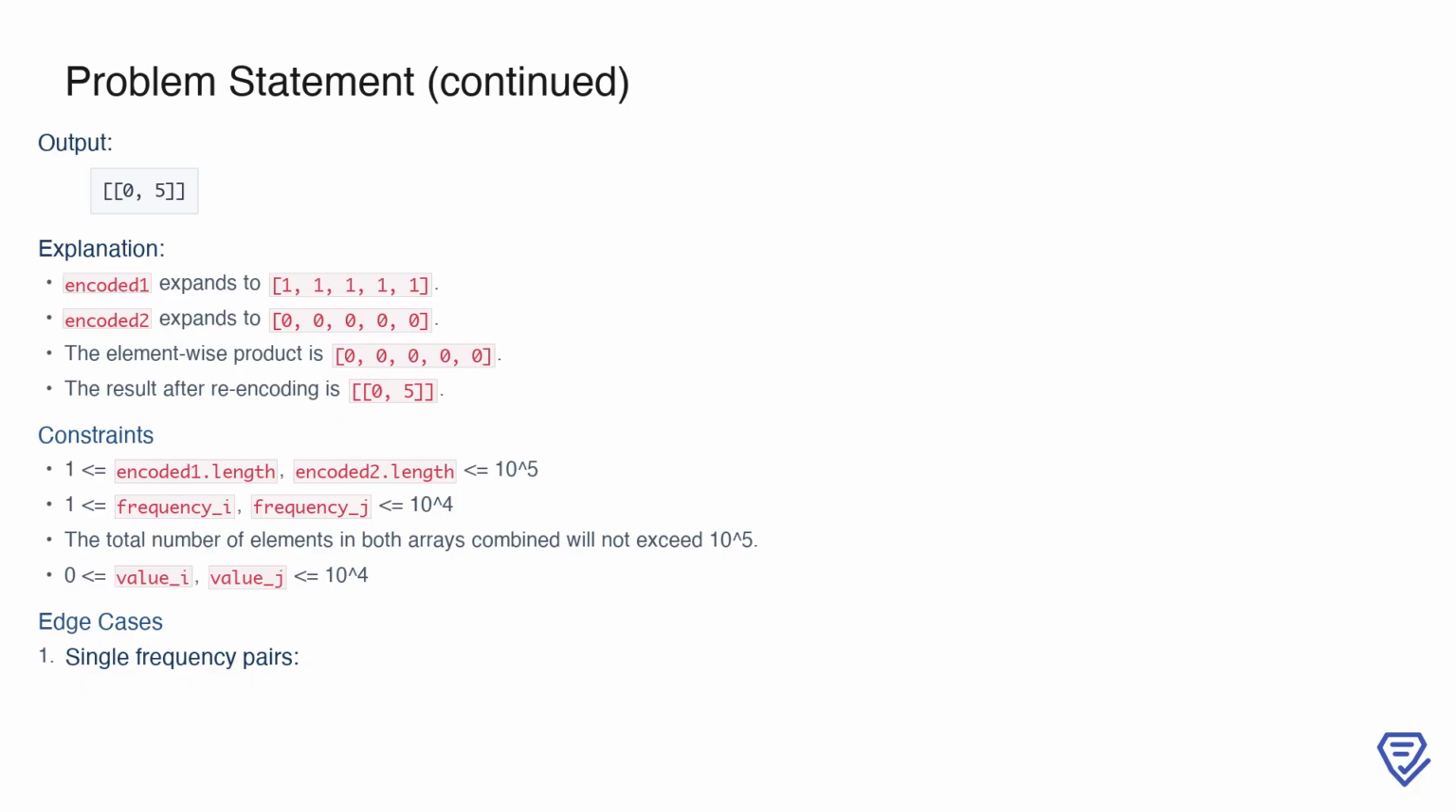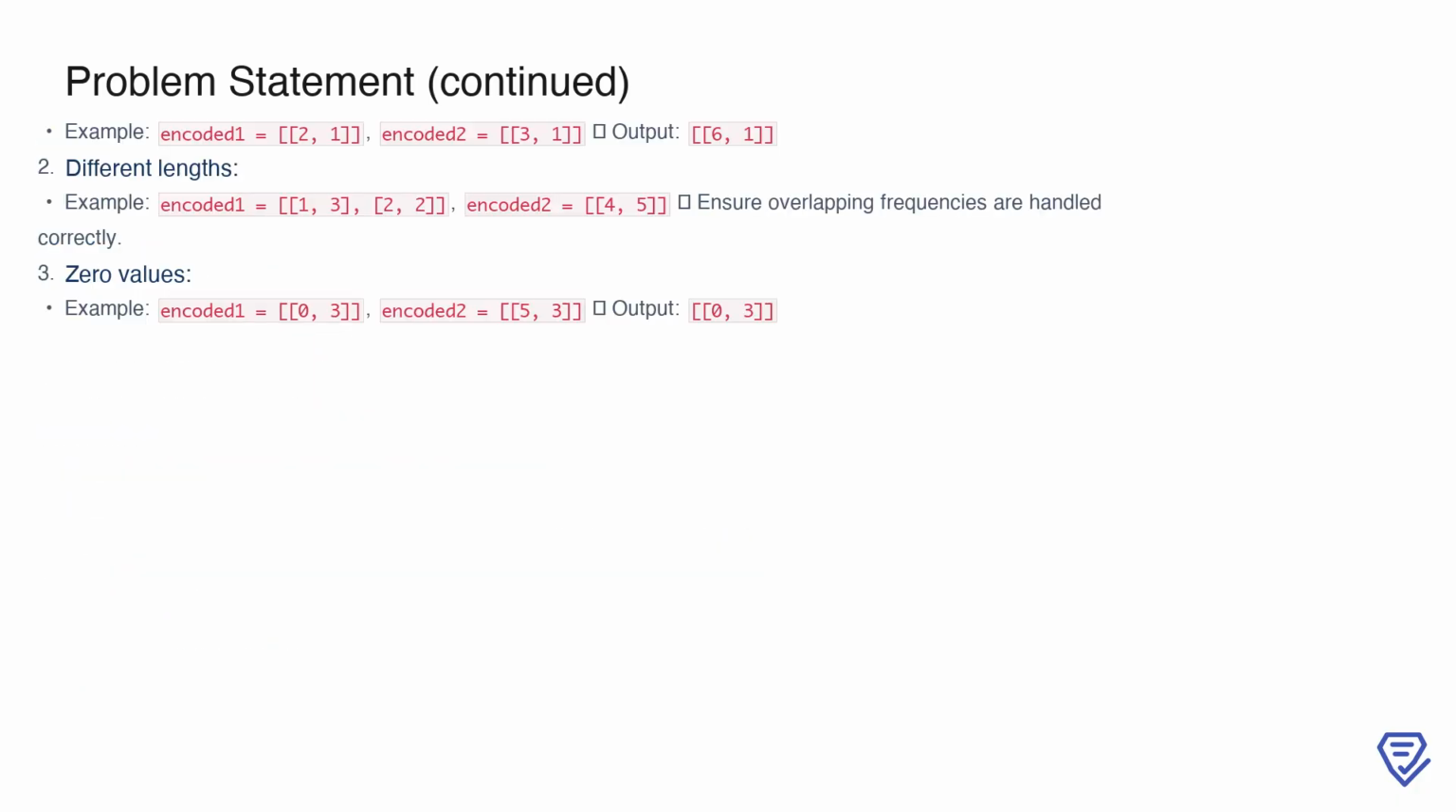Now, let's discuss some constraints and edge cases to ensure the solution works correctly under all conditions. One important edge case is when both arrays contain only a single frequency pair, such as encoded1 equals [2, 1], and encoded2 equals [3, 1]. Here, the output is simply [6, 1], since there's only one product to compute.